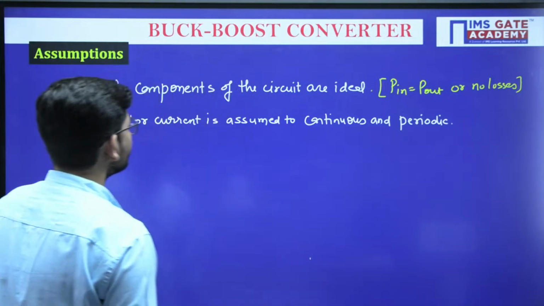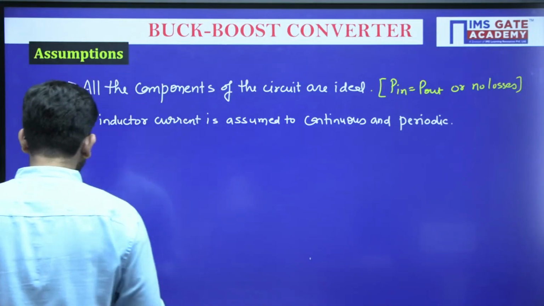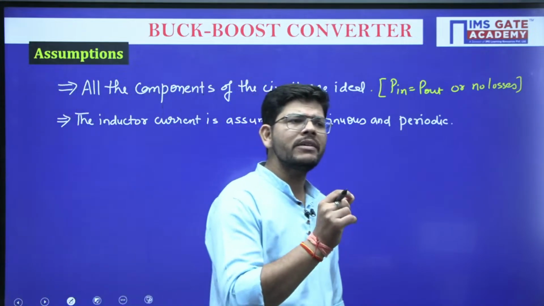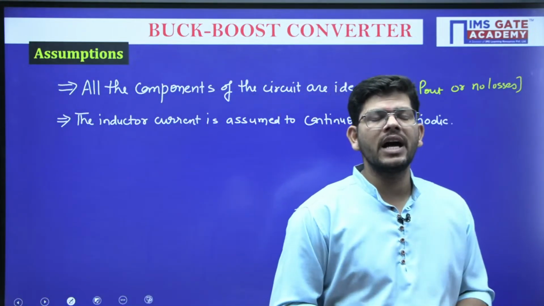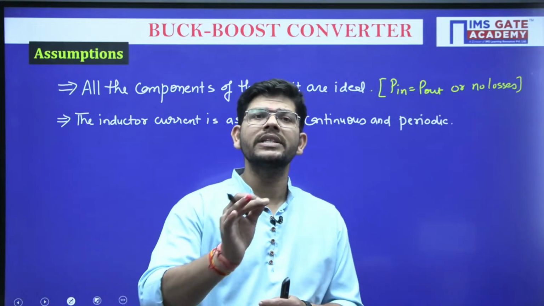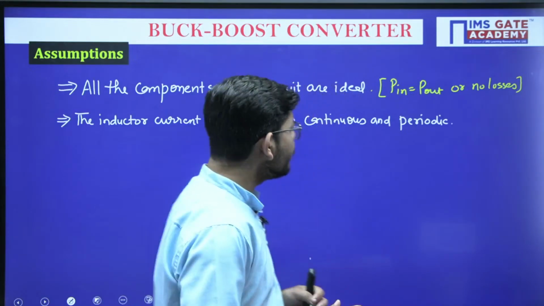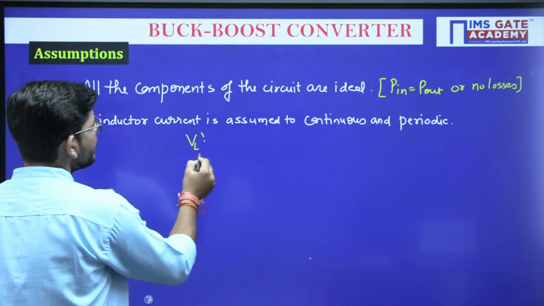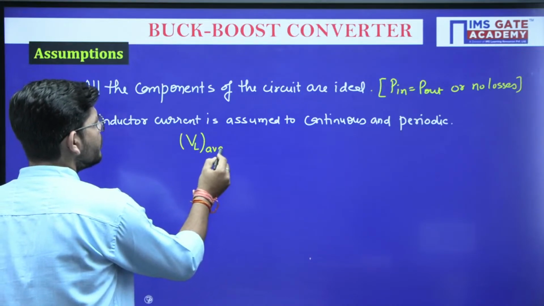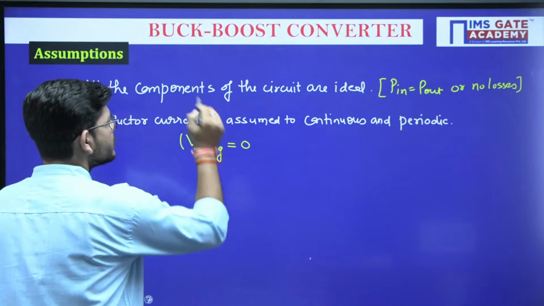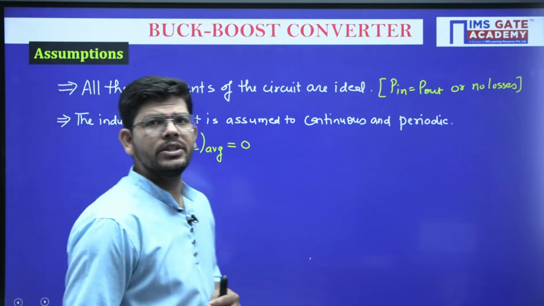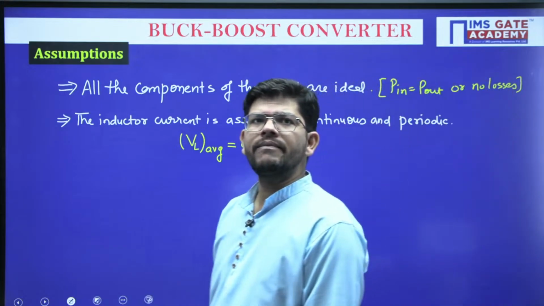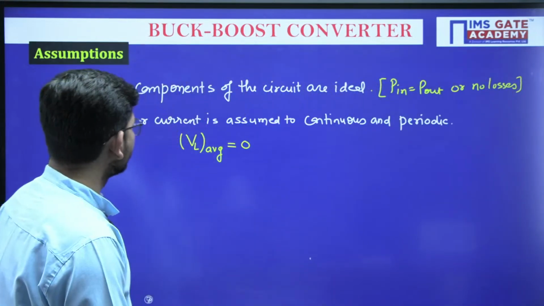Continuous and periodic: the inductor current is assumed to be continuous and periodic. Periodic means whatever is the value of the inductor current at the starting, after one cycle it is having the same value. So if the inductor current is varying in this fashion, what we have seen in all the converters, and that will be true here as well in power electronics, VL average will be 0. If the inductor current is varying periodically, the average inductor voltage will be 0.